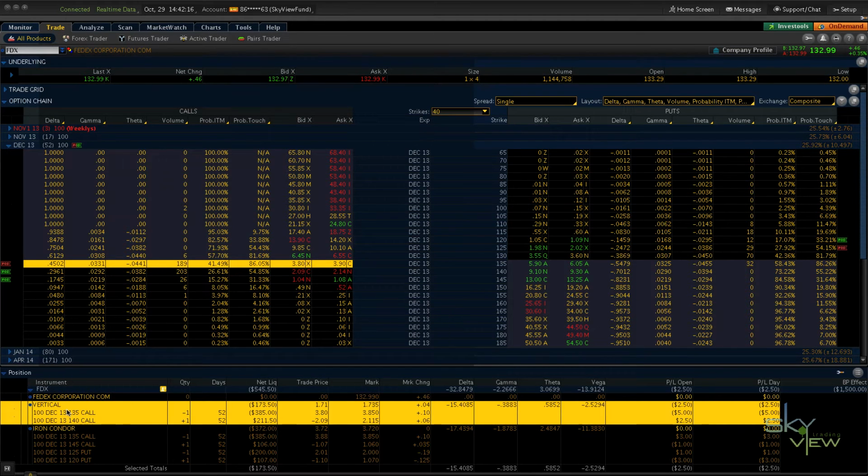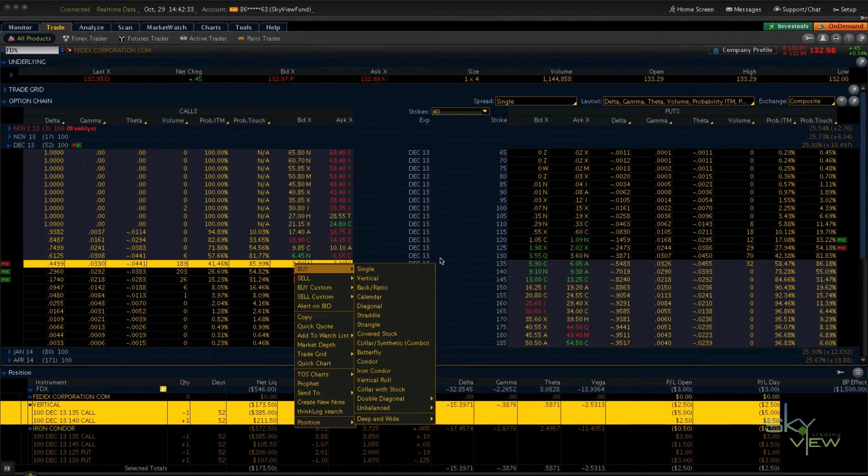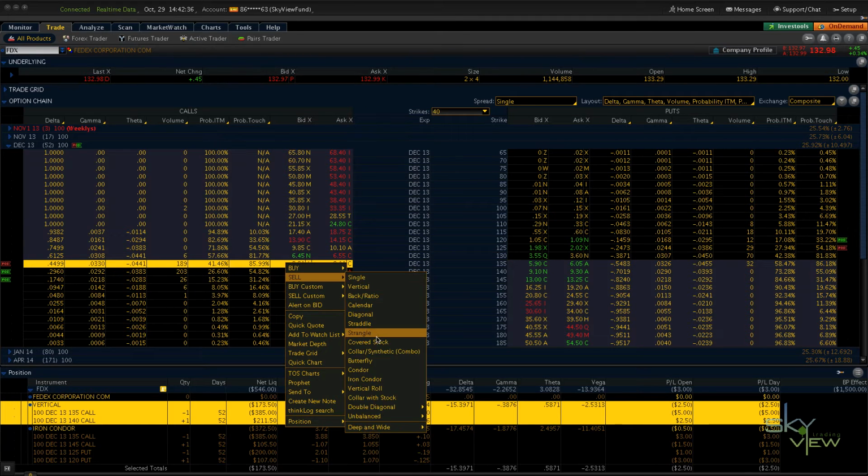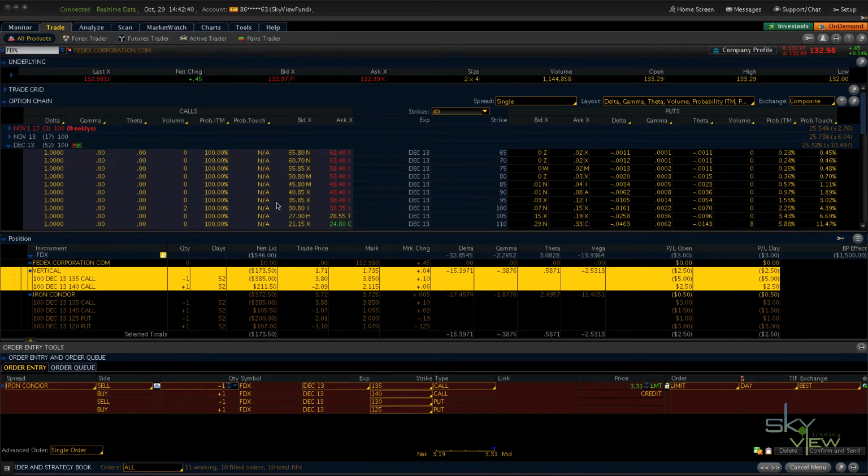So in conjunction with this 135 by 140 call credit spread, I sold a skewed iron condor, and I'll bring up the order here to show you. So just right click on the 135 call, click sell iron condor, and if you look at our position here, you can see the put strikes are 125, and the long strike is 120. For this iron condor, this is just a regular iron condor, it's not skewed. You could collect a credit of $2.66.